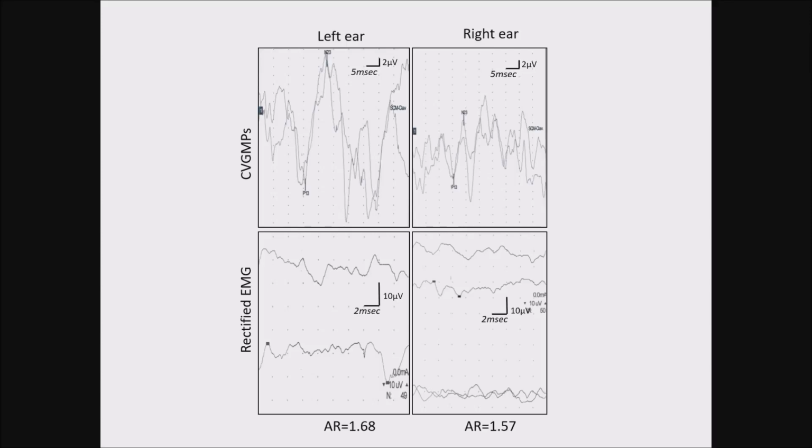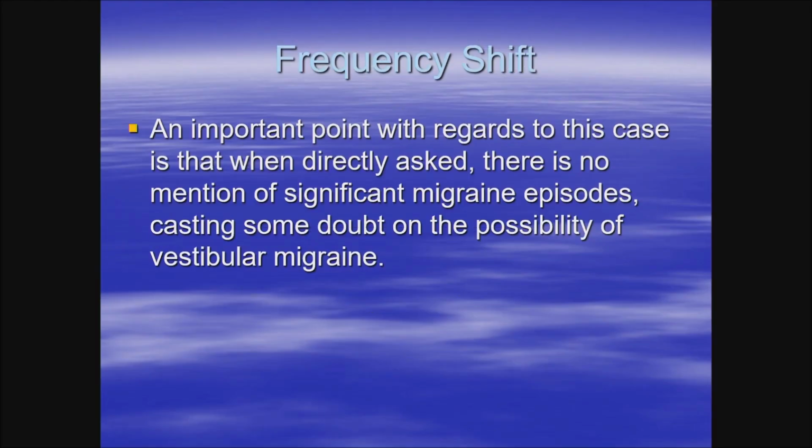This is an examination at 500 hertz, the protocol that I recommended yesterday that you do with regards to cervical VEMPs. And despite this asymmetry of the CVEMP, combining it with the EMG, like I emphasized yesterday, it's a normal result because the amplitude ratio between the CVEMP and the EMG is symmetrical and normal. So at 500 hertz, the CVEMP was normal.